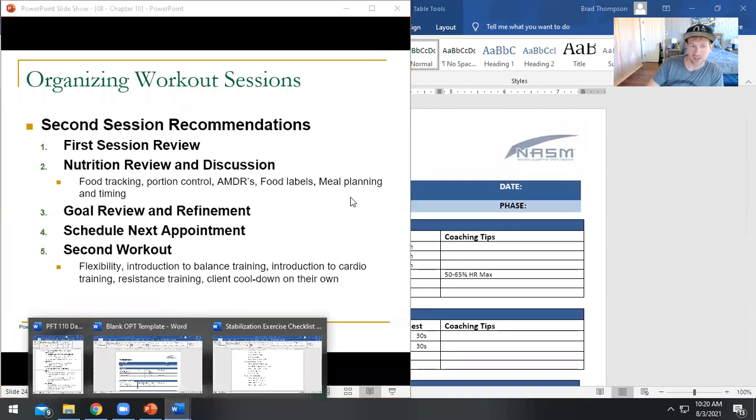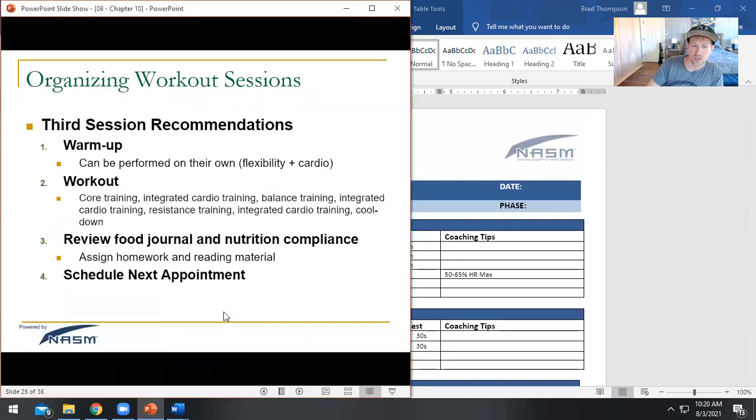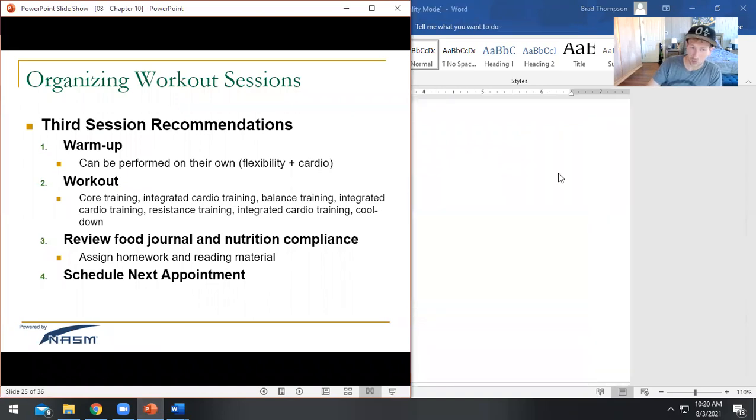Cool. Yeah, let's move on to the third one, right? Third session. So now our client can leave. We already set up their session last time. So now let's get into the third workout session.